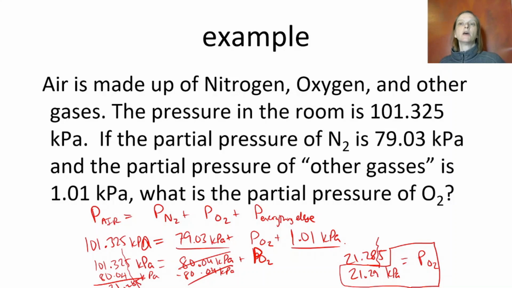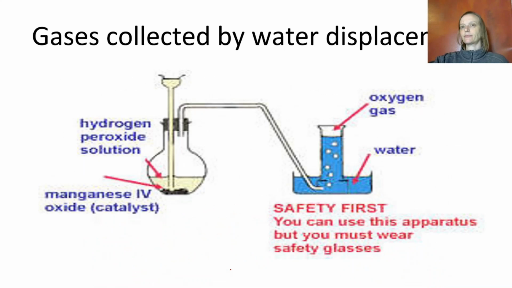This is my partial pressure of oxygen. It's a fairly straightforward concept, but it's going to come into play for the next thing that we learn, which is how to collect gases by water displacement. If you ever have a system that's producing gas, you can collect that gas over water. Basically, you take a graduated cylinder or some other kind of measuring tube, fill it with liquid, and turn it upside down in a container of water.